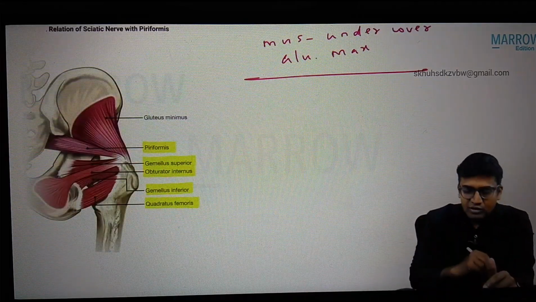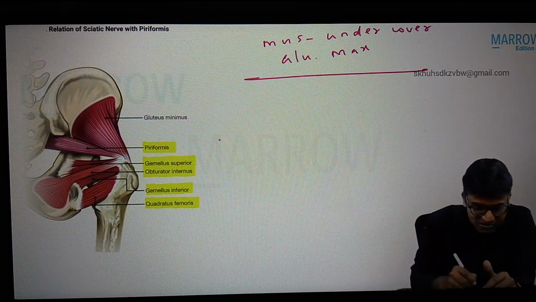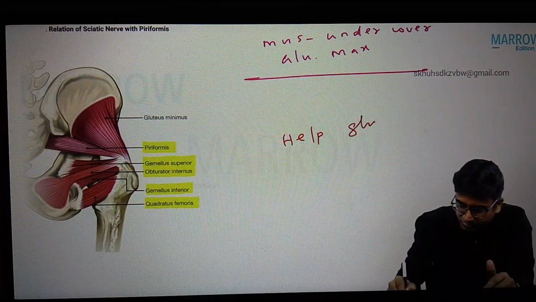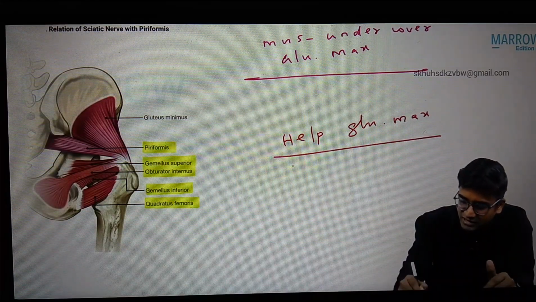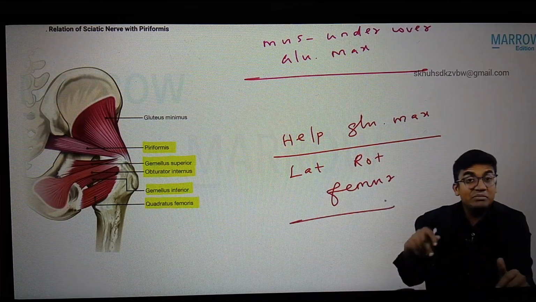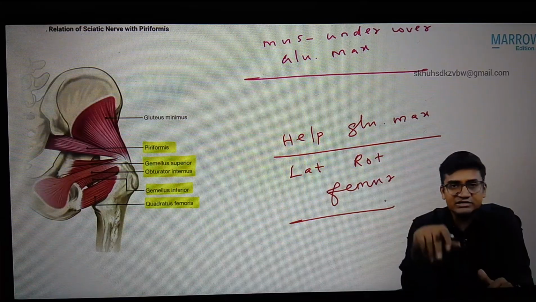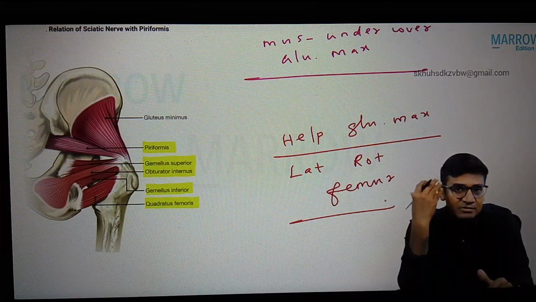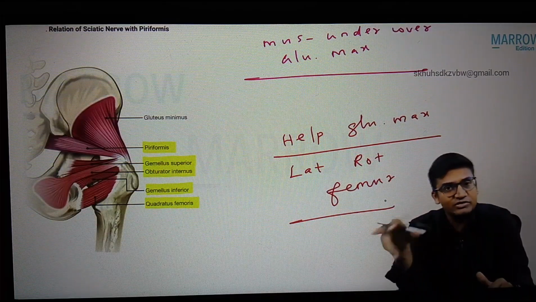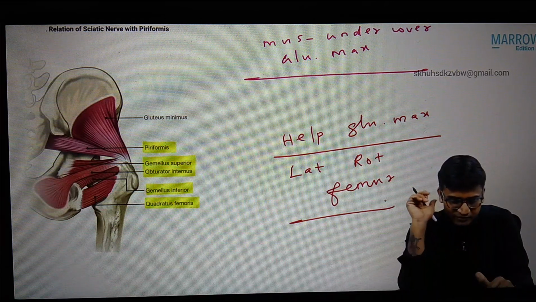Now what are the actions of these small muscles? These small muscles help the gluteus maximus muscle in lateral rotation of the femur. These are not main muscles, they are helping muscles for gluteus maximus. I told you, gluteus maximus is a prime muscle, main muscle or principal muscle for the lateral rotation of the femur. So these muscles help the gluteus maximus for this movement, lateral rotation of the femur.